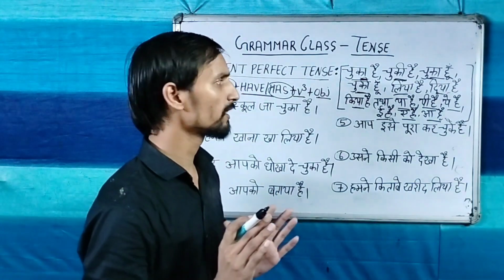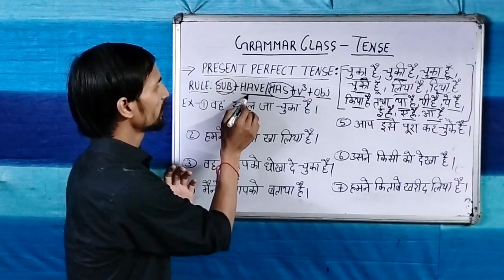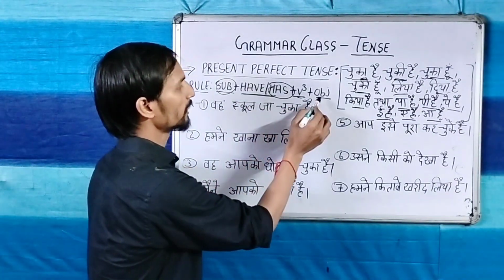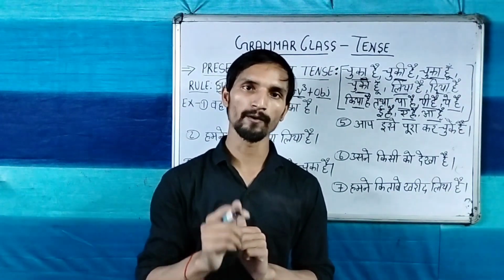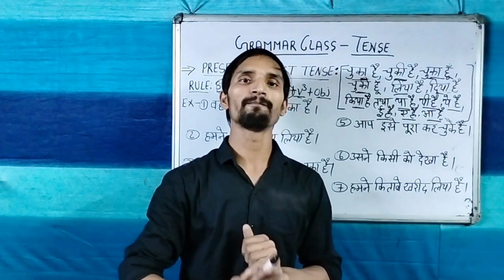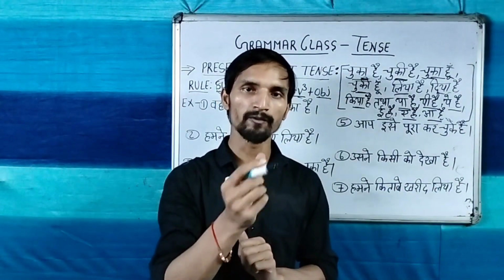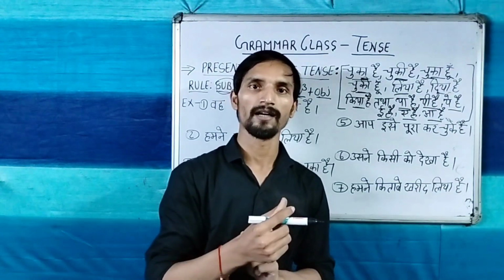Now what is the structure of making present perfect tense? The structure is subject plus have/has plus verb third form plus object. Now in present perfect tense you are going to use verb third form. Verb third form is any work which has been completed. So we use verb third form, and verb third form is also called past participle.